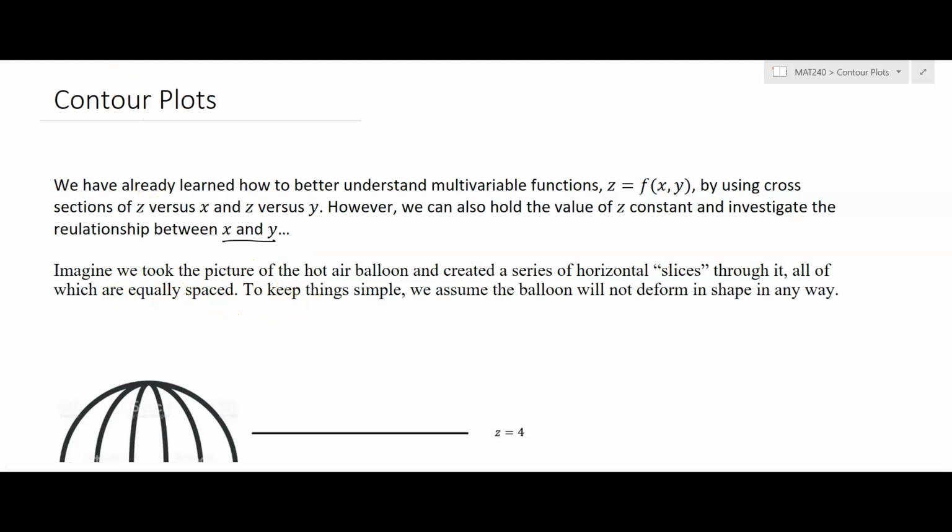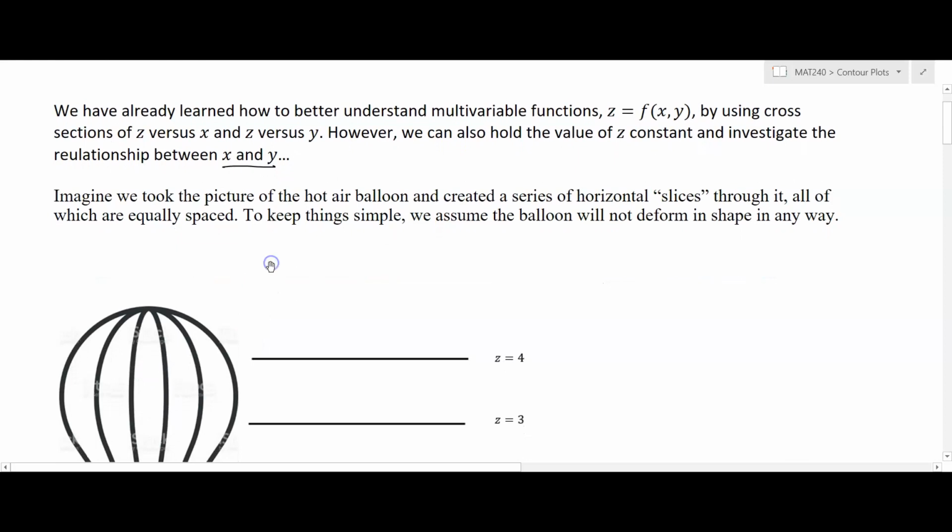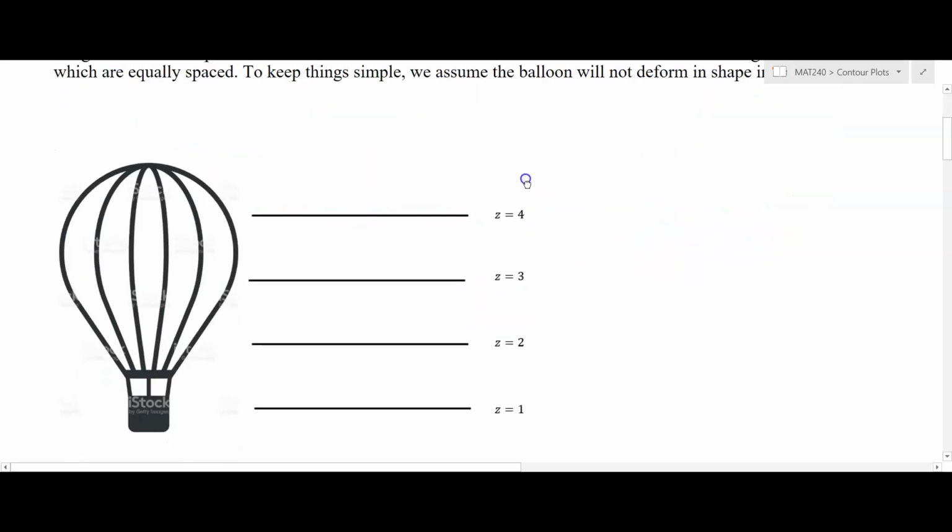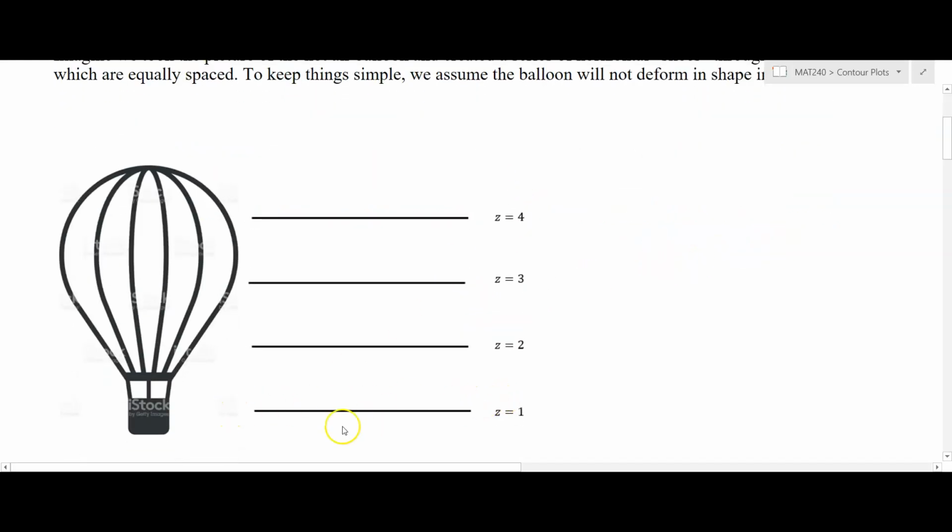And suppose we created a series of horizontal slices through it, all of which are equally spaced. To keep things simple, we assume the balloon will not deform in shape in any way whenever you slice it. So imagine that we sliced this hot air balloon at these four different points. And you can see that these are pretty much equally spaced.